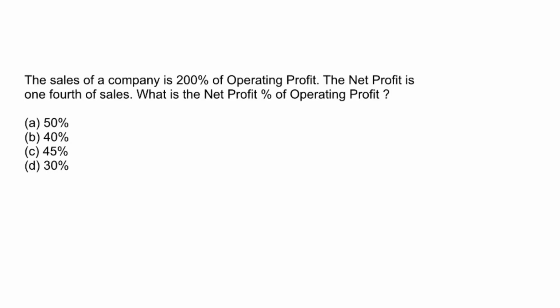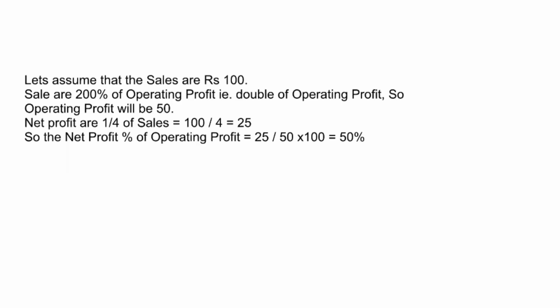Going to the next question, the sales of a company is 200% of the operating profit. The net profit is 1/4 of the sales. What is the net profit percentage of the operating profit is the question. The percentage is given. Let's do the calculation. Let's assume that the sales for that company is rupees 100. And what is given in the question is sales are 200% of the operating profit. That is double of the operating profit is the sales. So if we are assuming sales is 100, so double of the operating profit, so operating profit has to be rupees 50.